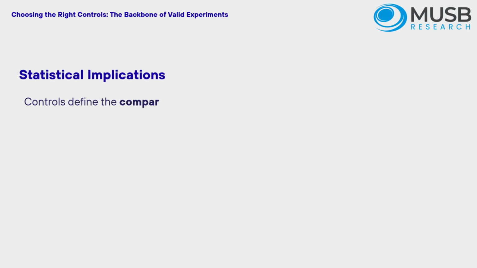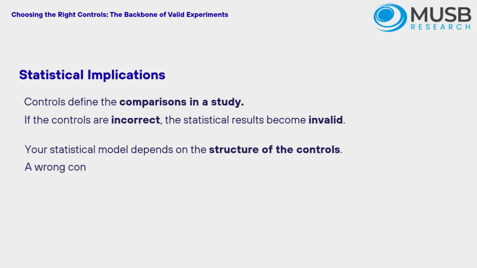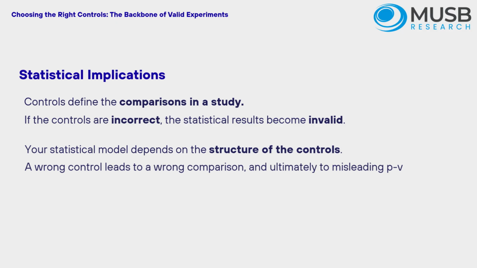Statistical implications. Controls define the comparisons in a study. If the controls are incorrect, the statistical results become invalid. Your statistical model depends on the structure of the controls. A wrong control leads to a wrong comparison, and ultimately to misleading p-values.